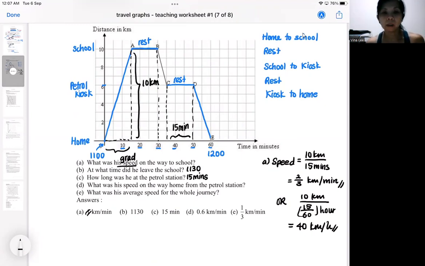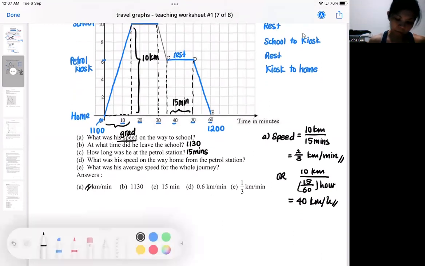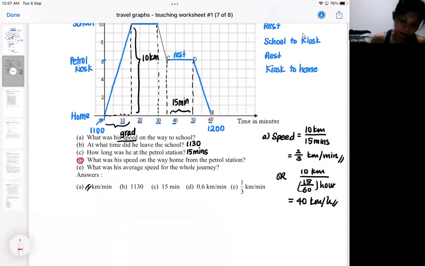And then what was the speed on the way home from the petrol station? So again, that is a gradient idea. So you take the vertical distance over the horizontal distance. So the vertical distance is 6 kilometers.